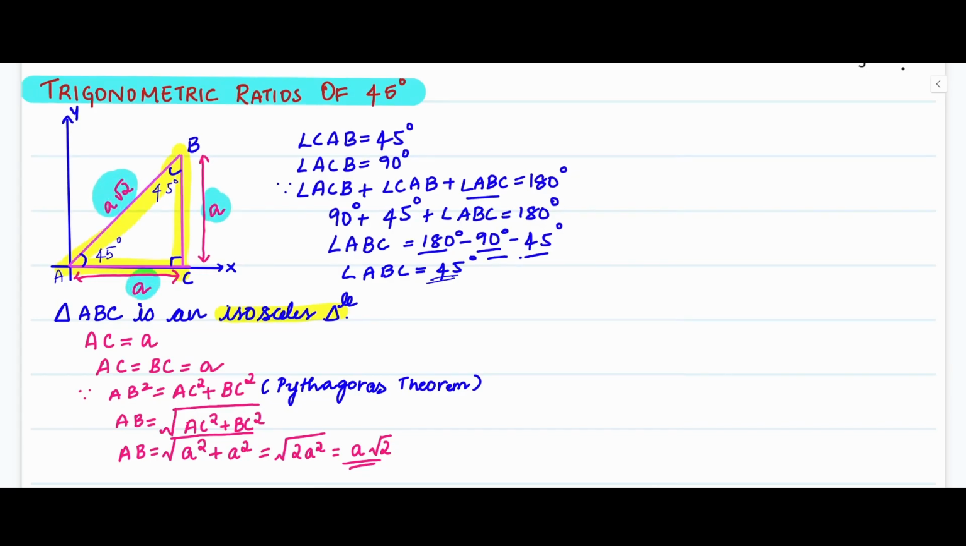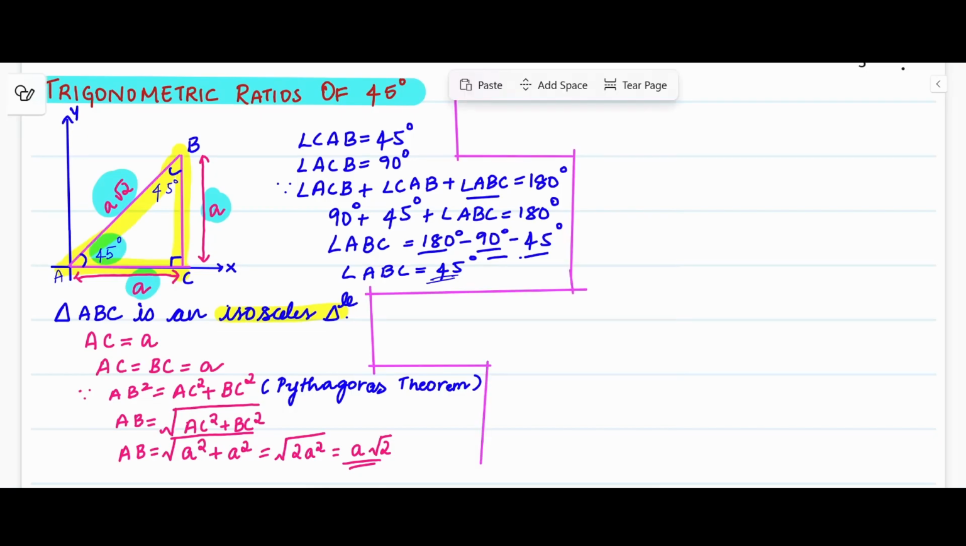So now we can find out the trigonometric ratios. First one is sine 45 degrees. Sine theta is always the opposite side, that is the perpendicular side, divided by the hypotenuse side. So the side of the triangle which is opposite to 45 degrees is BC. This will be usually the perpendicular side of the triangle, that is BC. The length of BC is A.